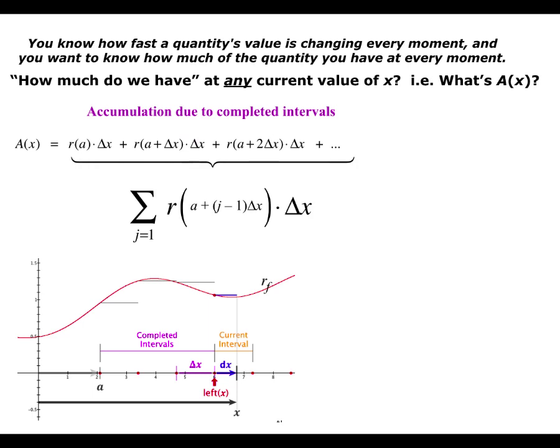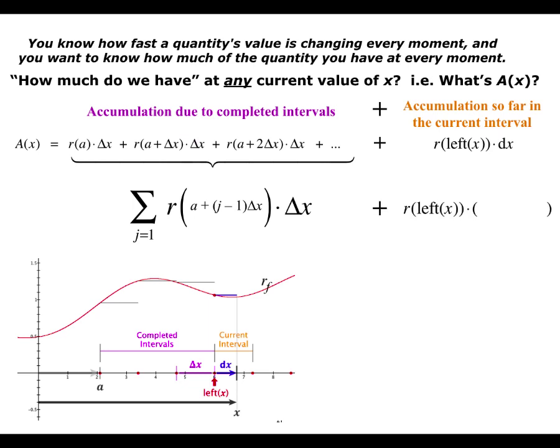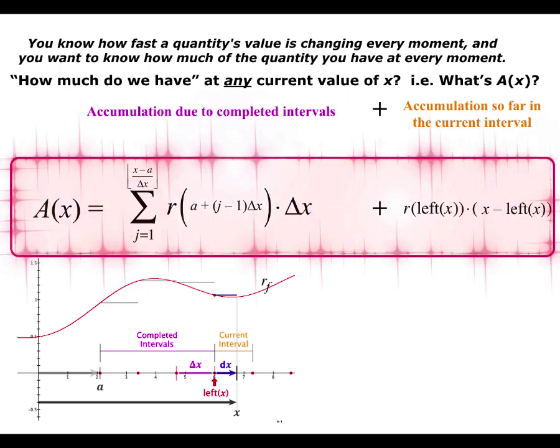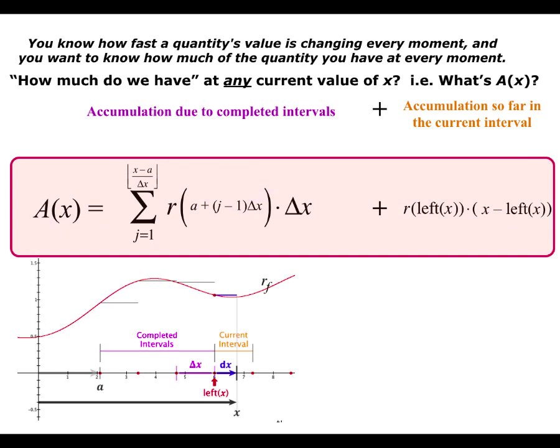And so we can use summation notation to represent that, plus the additional accumulation in the current interval. And that's where the left comes in. That's going to be the rate at the left side of the interval times dx, that value that's varying through the current interval. So how many completed intervals are there? We need the floor function for that. And then what is dx in terms of x? That's going to be x minus left of x. And so this is the one-line accumulation function.